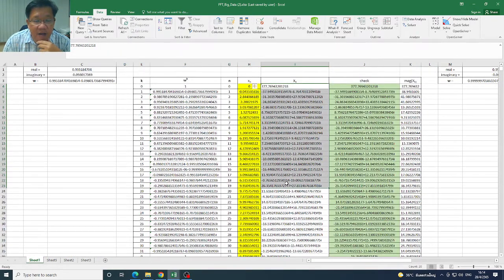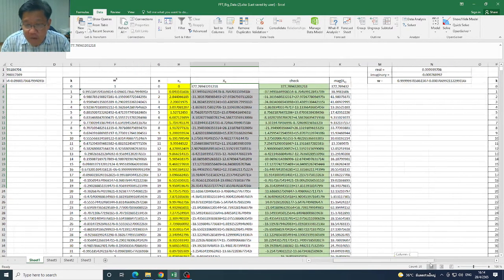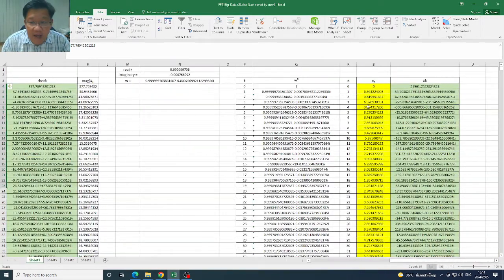Let's go back to this problem again. The original problem here, we have what? 8,192 data, which we already showed you that we cannot solve using the Fourier analysis. But with this example, if we separate this into two halves, 8,192 divided by 2 is 4,096, which is the maximum limit I already showed you before that Fourier analysis can compute.